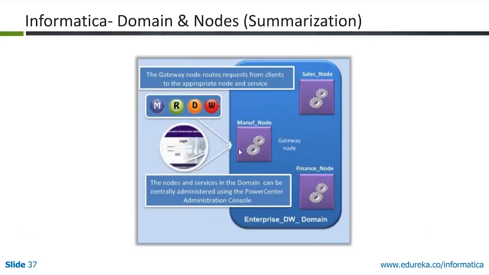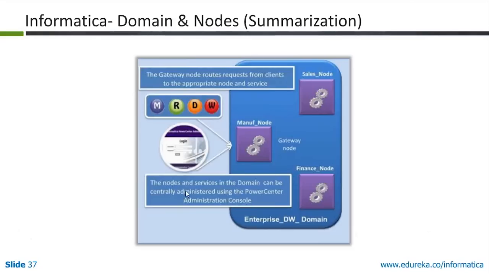Then the manufacturing node we are considering as a gateway node. So all the information coming in from that administration console, as well as the PowerCenter clients, is coming into the gateway nodes and distributed to the other nodes, right? And then the nodes and the services in the domain can be centrally administered using the PowerCenter administration console.